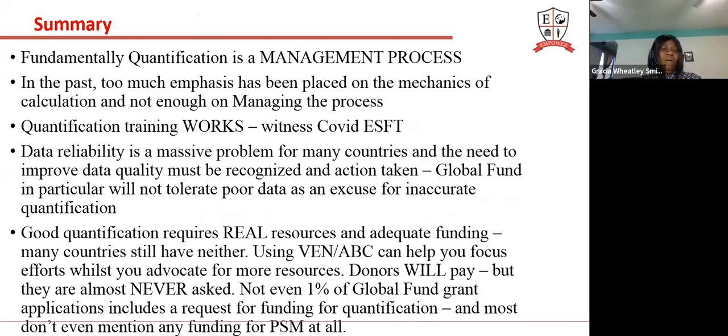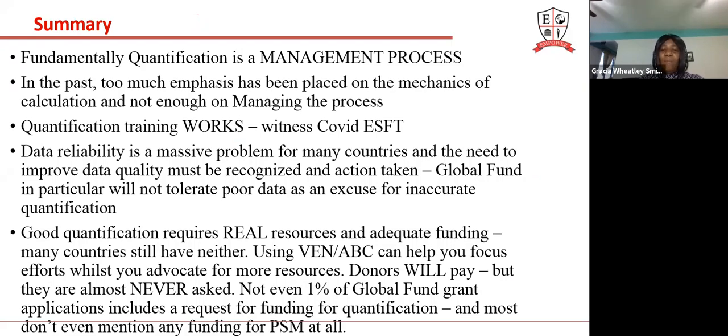So the summary: fundamentally, quantification is a management process. In the past, too much emphasis has been placed on the mechanisms of calculations and not enough on managing the process. Managing is essential. Quantification training works. Look at the COVID ESFT program.